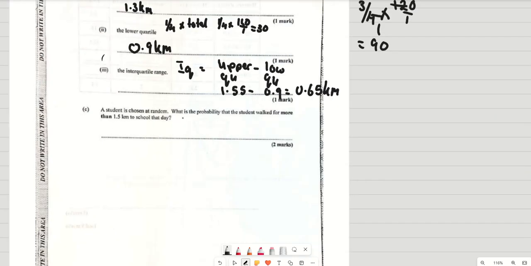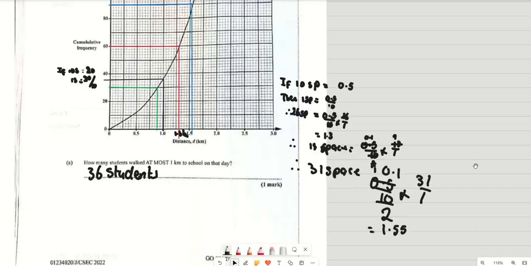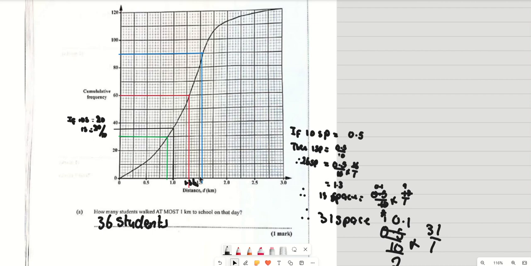Right. Part C says a student is chosen at random. What is the probability that the student walked for more than 1.5? We know that probability is your desired over total. We know that your total is 120, but how much is desired? What do you want? The students that walked more than 1.5 kilometers to school. So they want more than 1.5. So it's from here, go straight back.